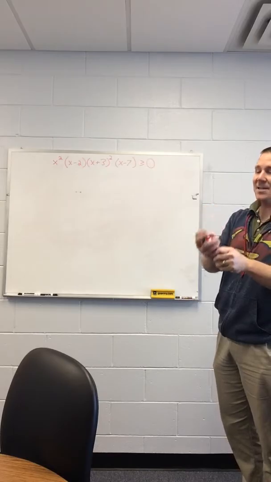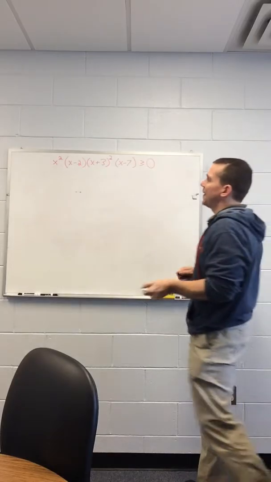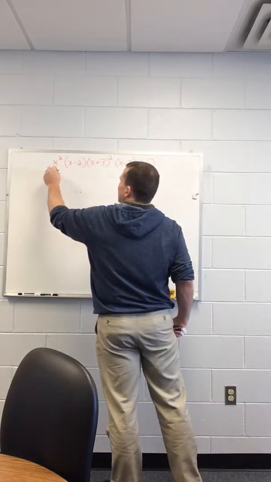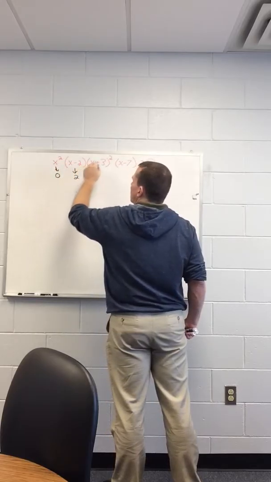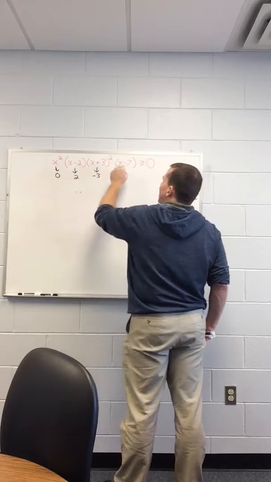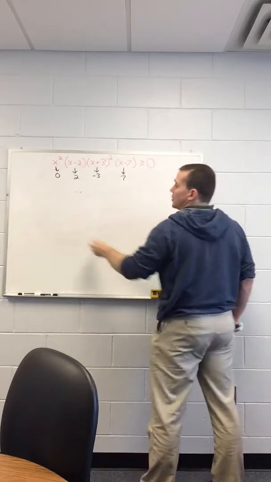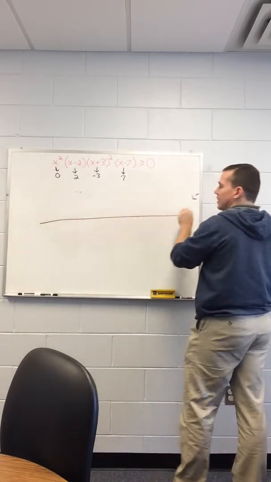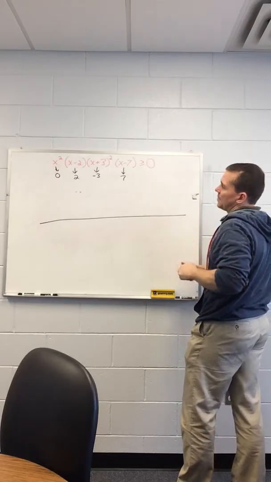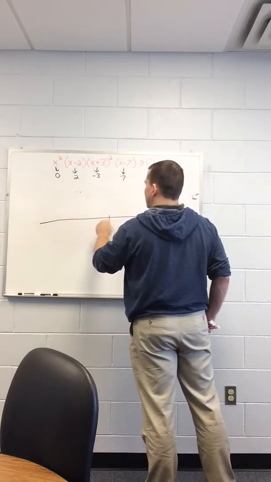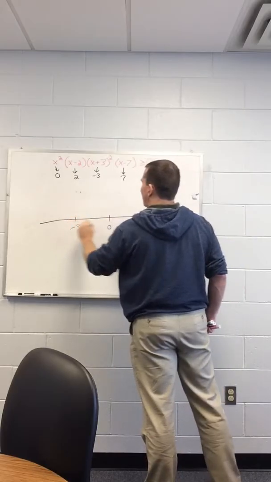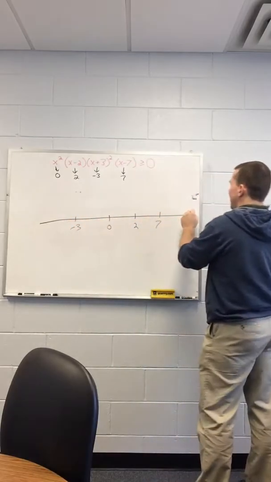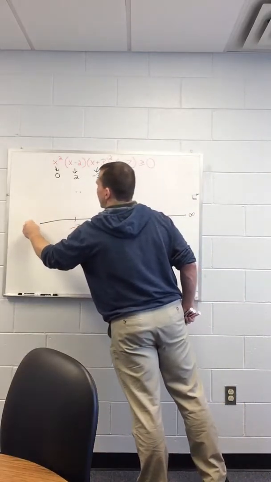So we're going to do the exact same thing we did before. First, identify the zeros. In this case, that's 0, that's 2, that's negative 3, that's 7. So we do our sign chart again. Let's see, if I label my zeros, I have 1 at 0, 1 at 2, 1 at negative 3, 1 at 7, and then I throw infinity and negative infinity on here.